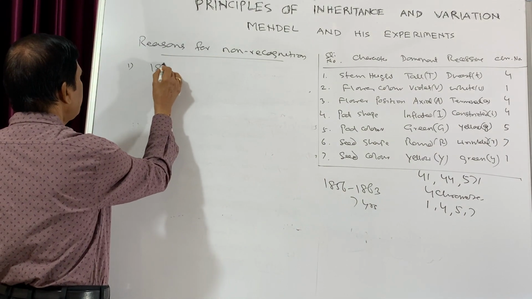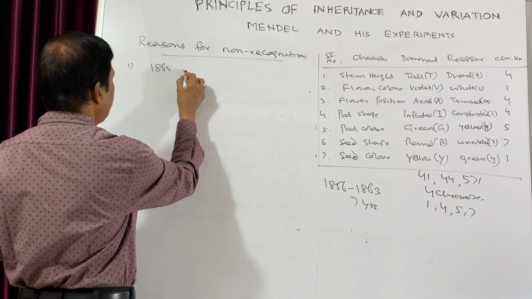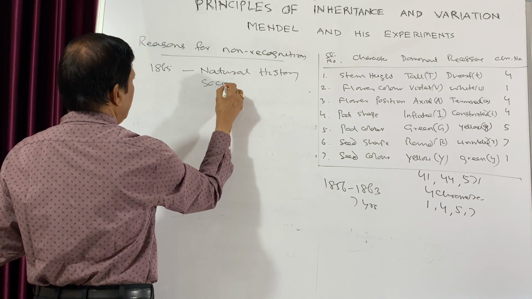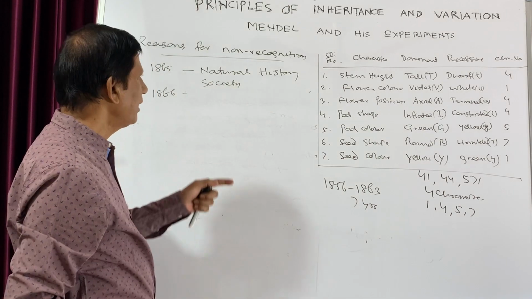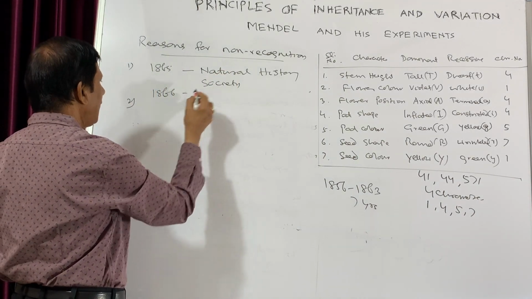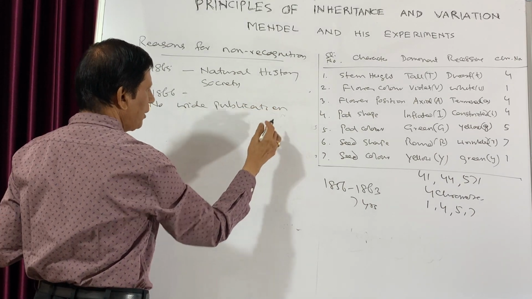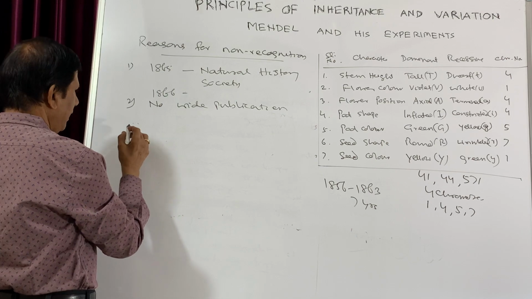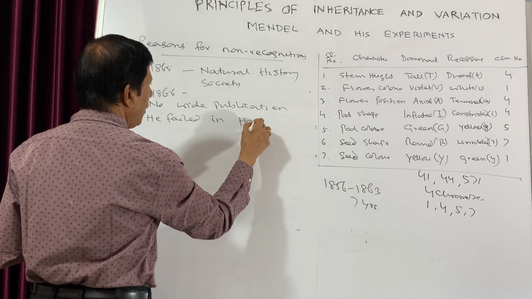And in 1865, in 2 separate meetings, he read his formulations in the Natural History Society. He put forth his formulations, and in 1866, that was published in the annual proceedings of the Natural History Society. But the other point is, this journal has no wide publication. That is why most of the scientists could not know that such work has been done. That is also one of the important things. Then the third point is, he failed in hawkweed.